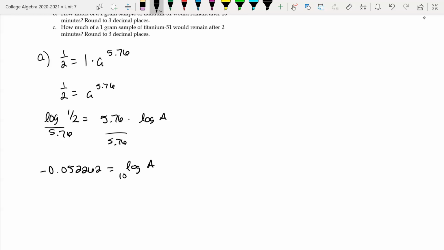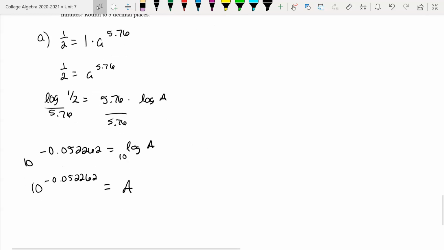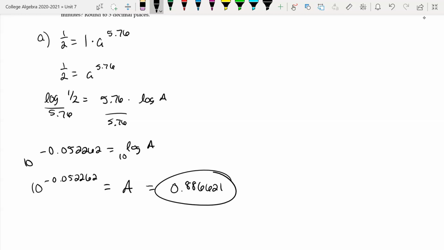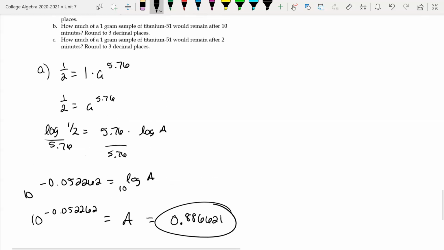And then get rid of log, right? Raise it to base 10. So 10 to the negative 0.052262 is going to equal A, which is 0.886621. So then B and C are pretty easy. You're just going to use what you got.